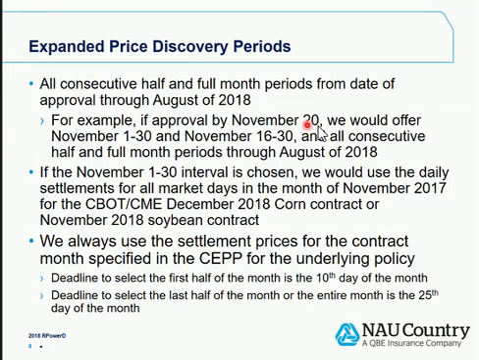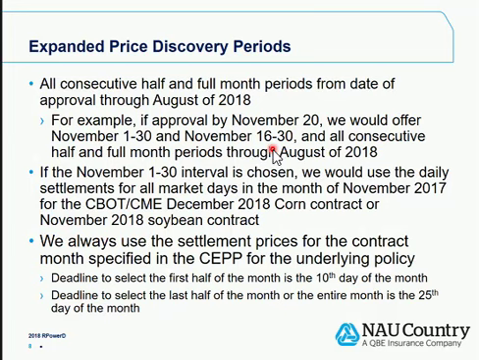So if approval by November 20th, we could offer you the full month of November or the last half of November in all consecutive half and full month periods to August. So obviously we're past November 20th now, so we no longer have the ability to buy a price based on the November average. We're now into the December average of that December futures contract of 2018 as our two options. We can either buy all of December, the first half of December, or the second half of December.